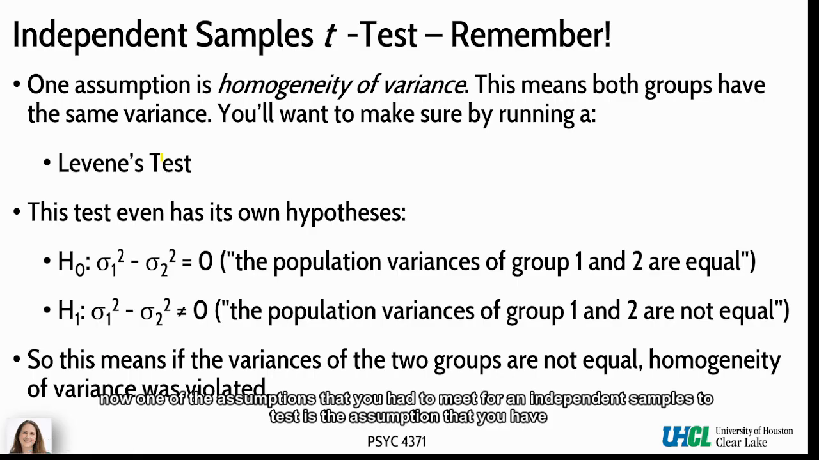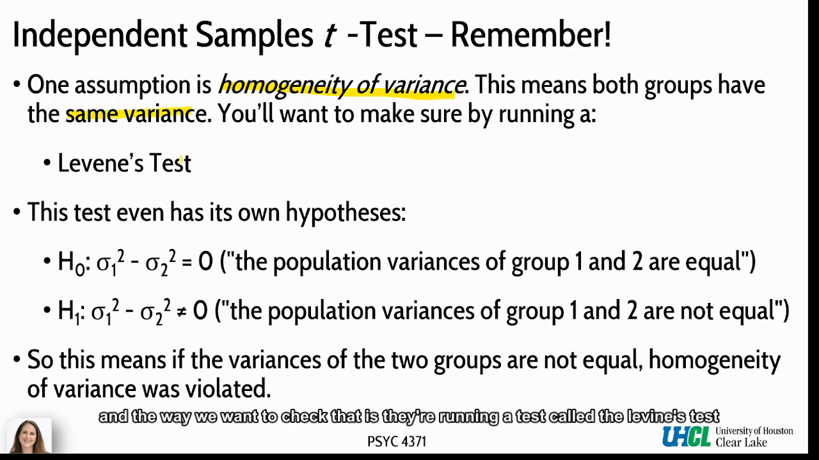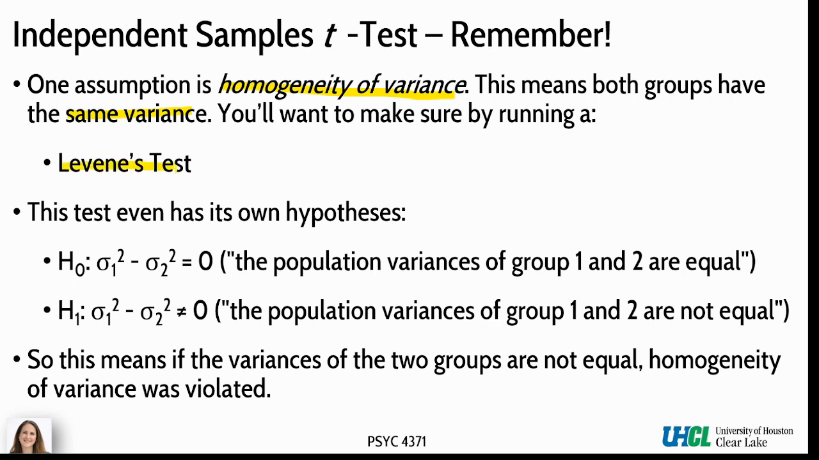Now, one of the assumptions you have to meet for an independent samples t-test is homogeneity of variance. What that means is that both groups have a very similar variance. The way we want to check that is by running a test called Levene's test. And Levene's test even has its own hypotheses, right? So what we're looking at is variance.